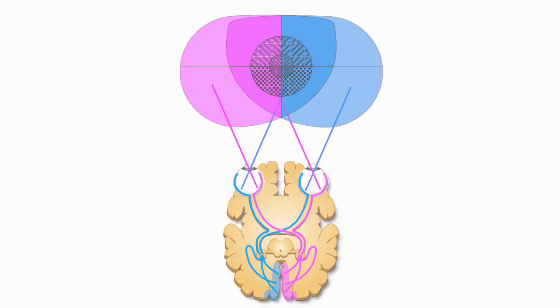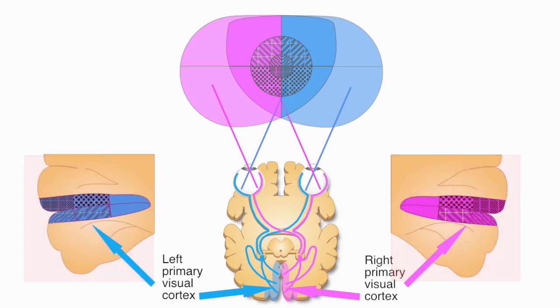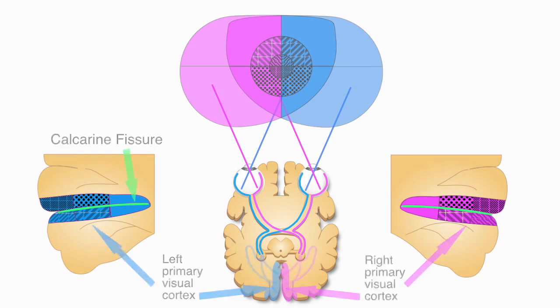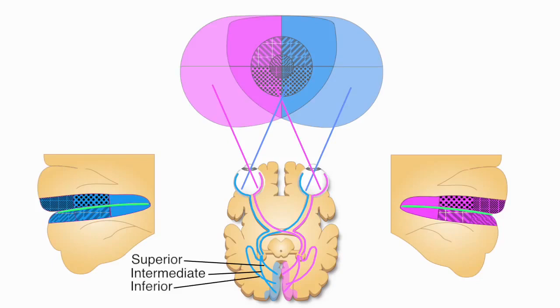The majority of the primary visual cortex is located on the medial surface of the occipital lobe along the calcarine fissure, with the remainder located on the posterior surface of the lobe. The axons within the optic radiation follow the contour of the lateral wall of the lateral ventricle. They retain retinoptic organization, forming a superior, intermediate, and inferior division.